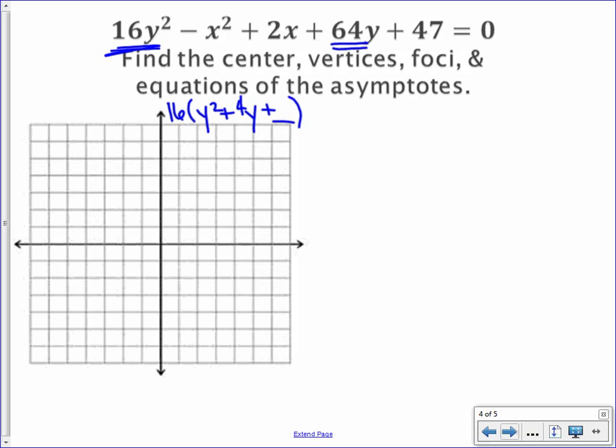Then we need to group our x's together. We cannot complete the square with that negative in front of the x squared. So we are going to have to factor out a -1 out of the x squared term and out of the positive 2x. Then just like with an ellipse, we should move the constant over to the other side, and we'll balance our equation by adding the constants over there.